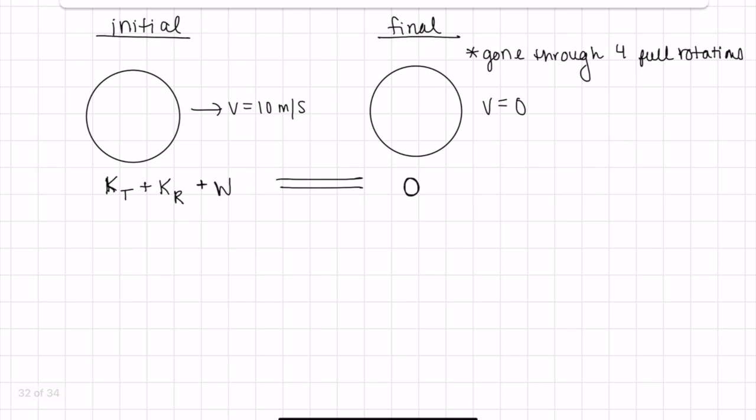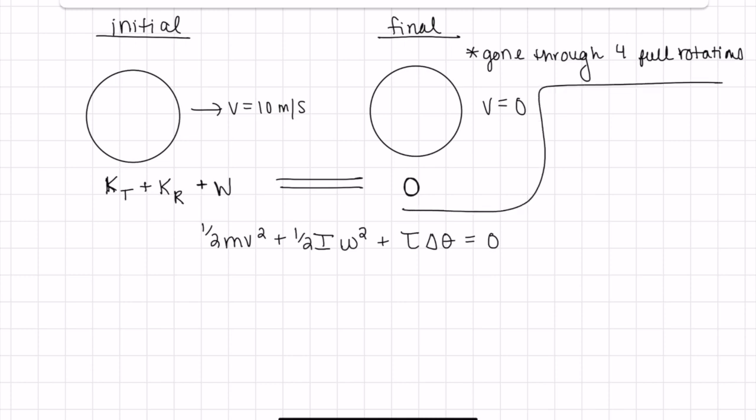The next step, I'm just going to substitute in the expressions that we have for each of the kinetic energies and the work in terms of torque, since torque is what we're interested in here. So we'll have 1/2 mv squared plus 1/2 I omega squared plus tau delta theta equals 0. And now I'll draw a little section over here so we can write down some of our givens.